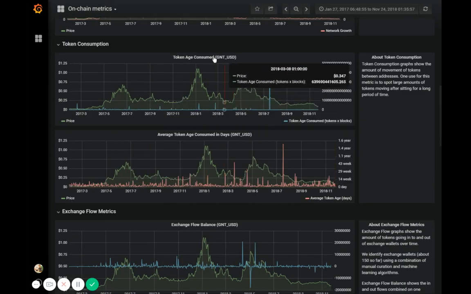But in tandem, really, these two token consumption metrics try to show you when sleepy tokens, so to say, finally start moving. And really, no matter what the reason for that is, there is usually a matching reaction to those movements that you want to be on the lookout for.